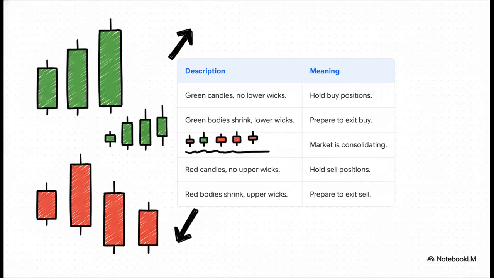On the flip side, a strong downtrend is a series of red candles with no upper wicks. Hold your sell position, and finally, when the red bodies shrink and upper wicks start to appear, that downtrend is losing steam and you should get ready to close that sell trade.